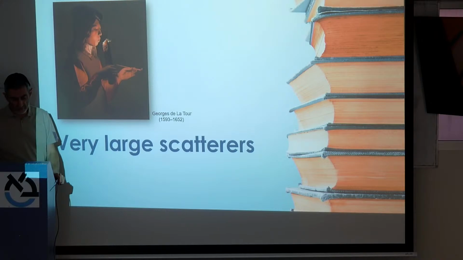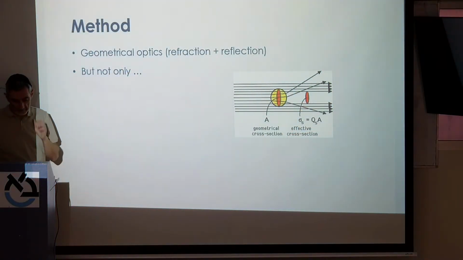So what about very large scatterers? Very large scatterers means that we will be in geometrical optics. That means that the beam just bounces inside the object. So this is the limit of geometrical optics. Reflection, all that. Okay, but it's not only the case.